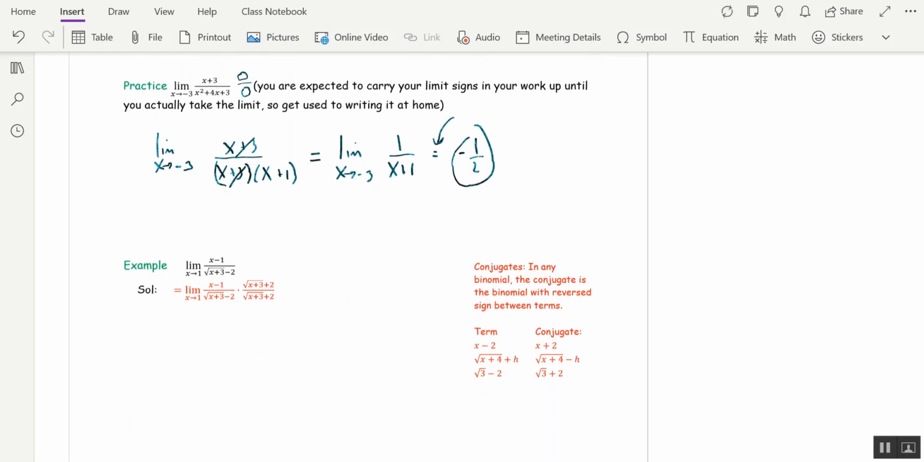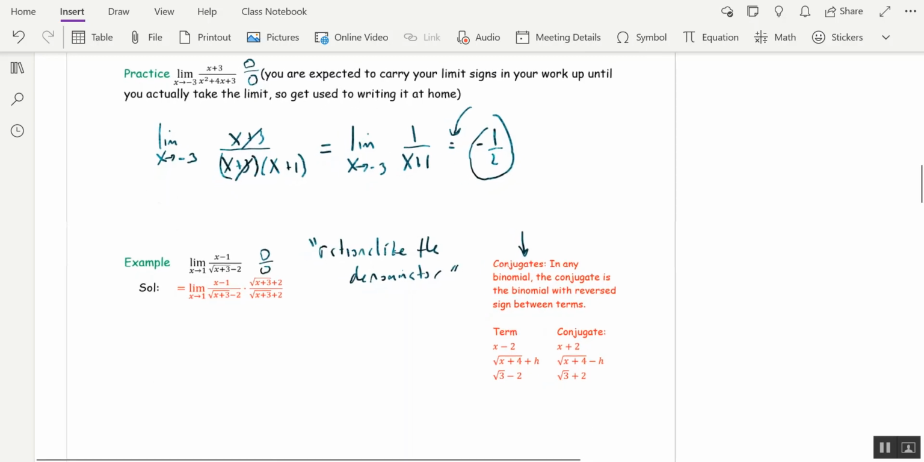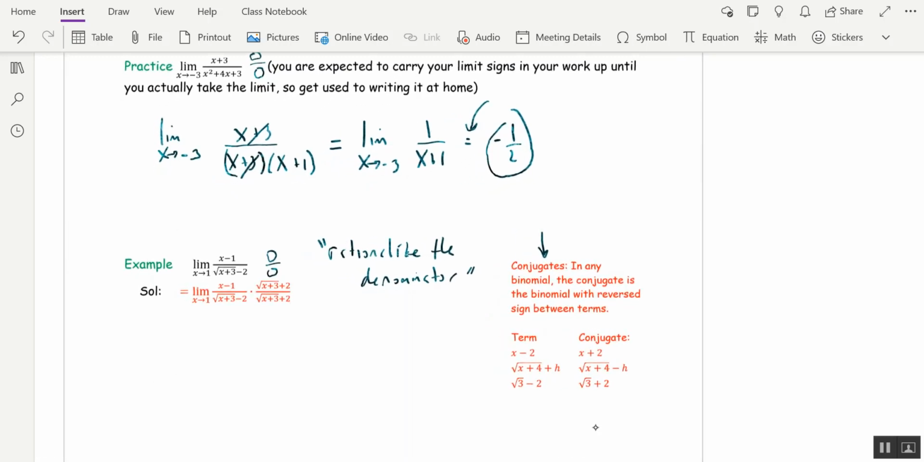Okay, a rationalization problem. I've got a square root, and I'm getting 0/0. So what I'm going to do is rationalize the denominator. Okay, and I'll do that by multiplying by the conjugate. Now, if you're not familiar with what conjugates are, I've got them described over here in a box. But I've started out our solution, and you can see I'm multiplying by 1. This is 1. But I'm writing 1 as the conjugate of this term divided by itself.